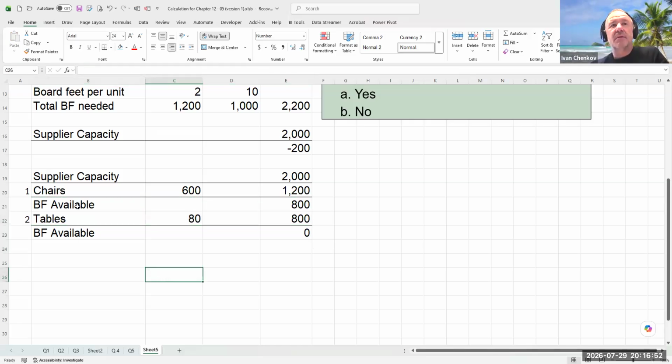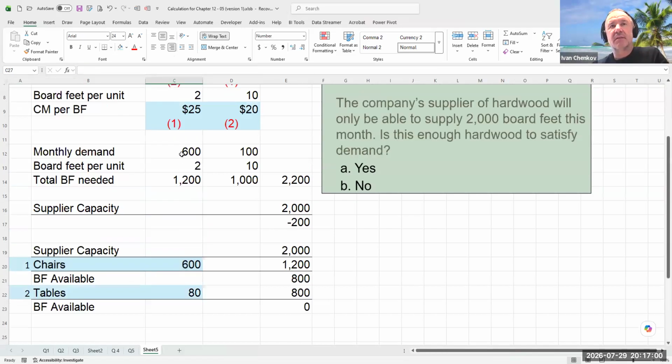So what will be my winning strategy? First, I'm going to produce 600 chairs. And second, I'm going to produce 80 tables. So I'm going to satisfy demand on the chairs, and on the tables I'm going to be 20 tables short. But my contribution margin will be the highest possible.